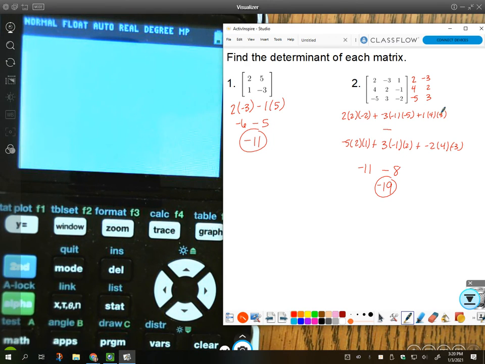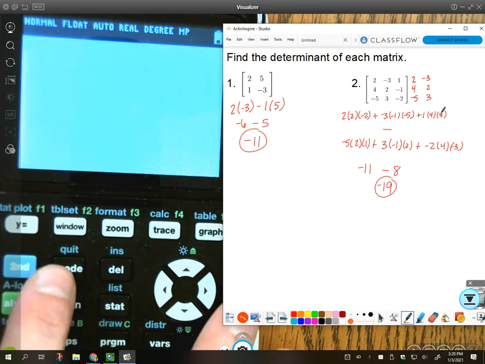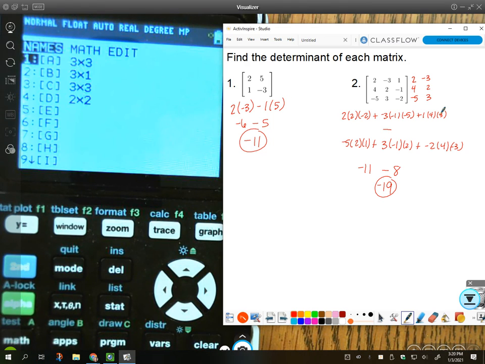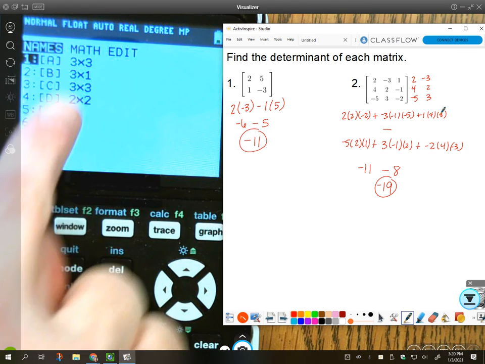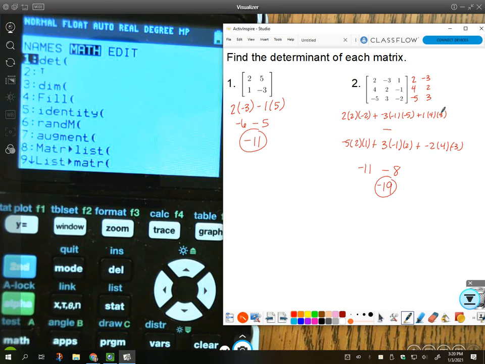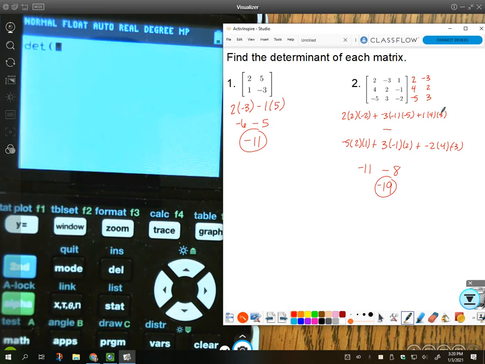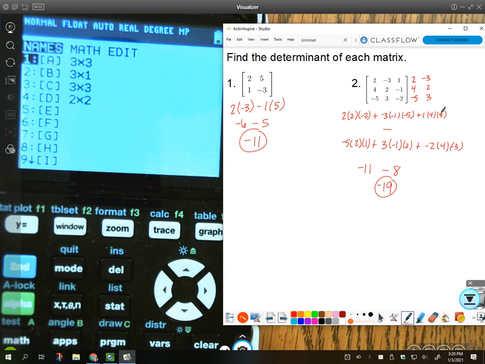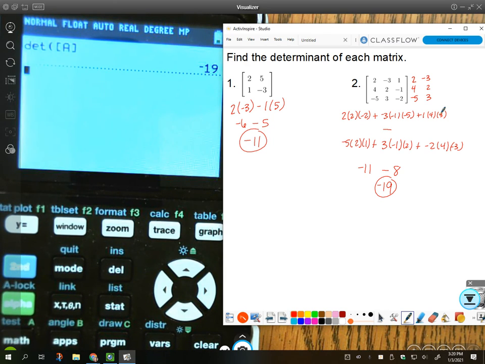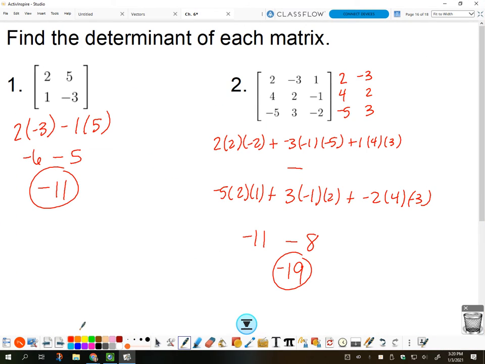Then get out of there, second click, and then we're going to find the determinant. So if you go back to matrix, this middle thing, math, the first option there is to find the determinant, DET. So if we choose that and then go back to matrix and say we want the determinant of A, then it will give us that number, and you don't have to do all of the work.